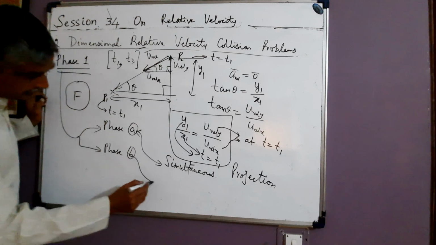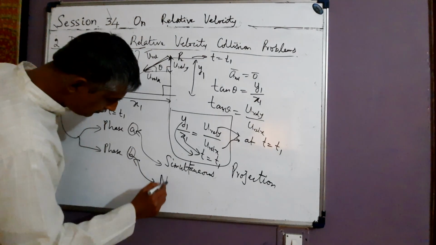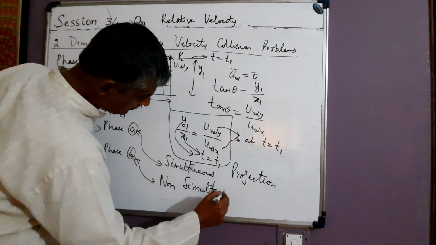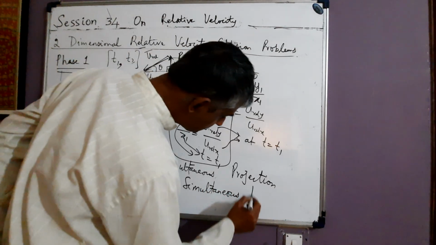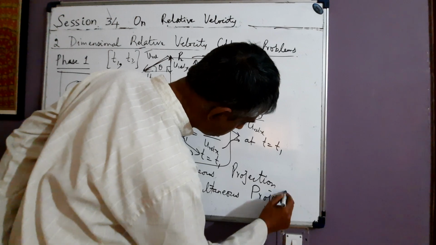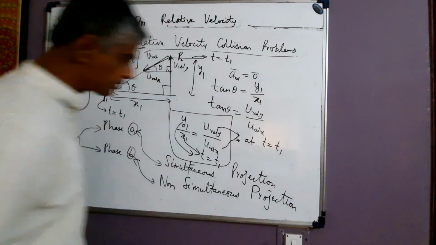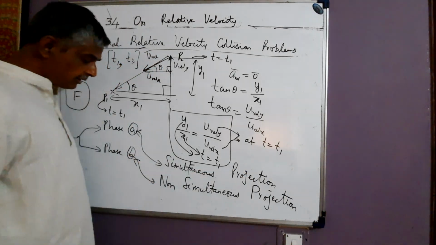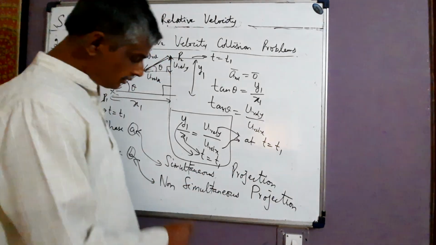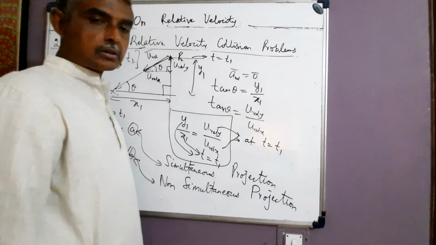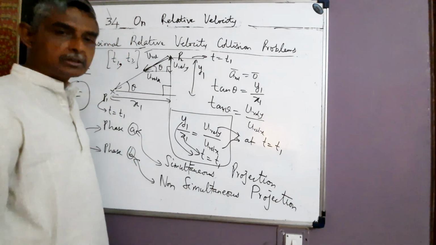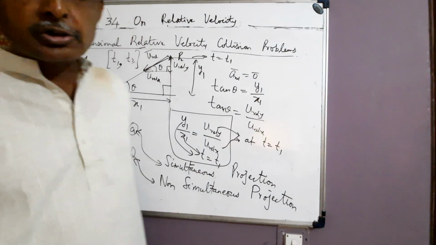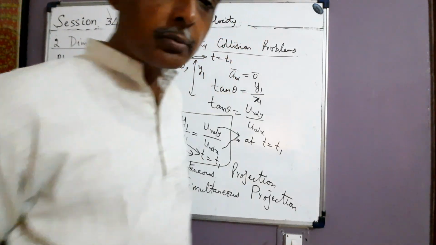And phase B will assume non-simultaneous projection. Phase A will assume simultaneous projection. In phase B will assume non-simultaneous projection. Non-simultaneous projection meaning what? The projectiles are not fired at the same instant but at different instants. And simultaneous projection meaning what? The two projectiles are fired at the same instant in Earth's uniform gravitational field.